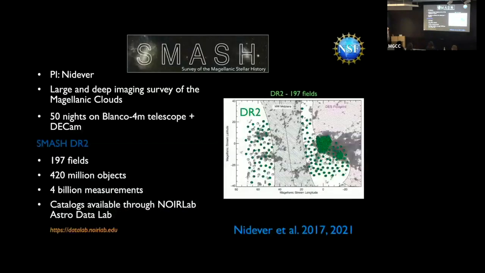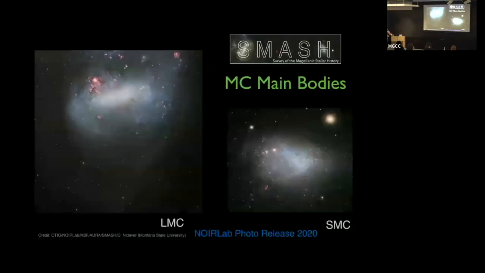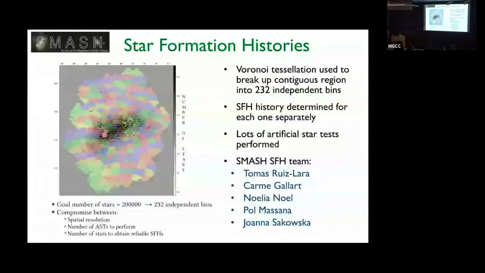All right, SMASH is a survey that I led, and we had a group of about 40 different people. We got 50 nights on the Blanco 4 meter with the Dark Energy Camera, and that's the area that we covered over there, about 200 fields with 400 million objects. The catalogs were all released back in 2019. One of the major goals of the survey was to do really deep star formation histories. This is what the images look like, and there's the team that really led this effort.